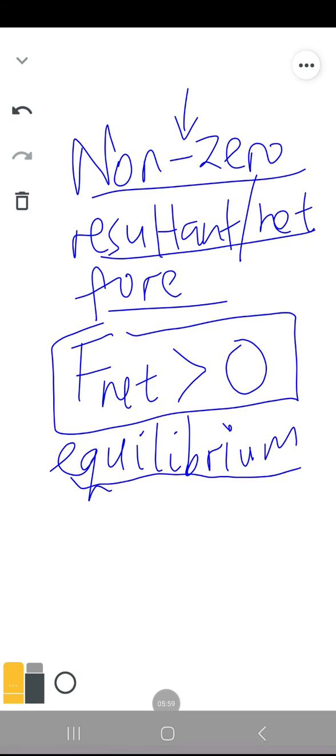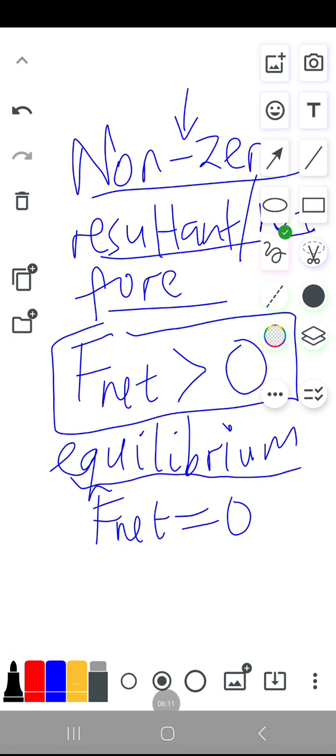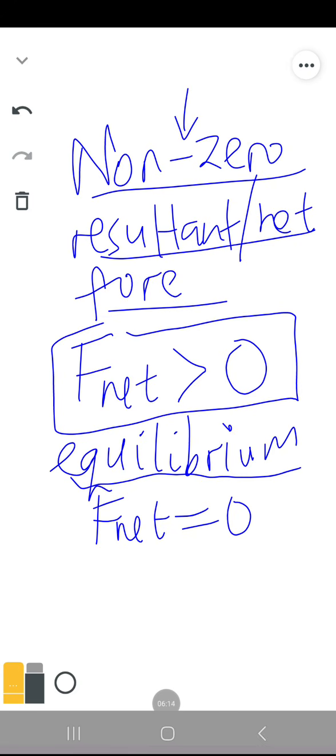When you're dealing with equilibrium, it is whereby your forces are balanced. Equilibrium only applies if your F net is equal to 0. I'm just going to give a simple example here. Let's say an object is at equilibrium, for example, a book which is on the table.